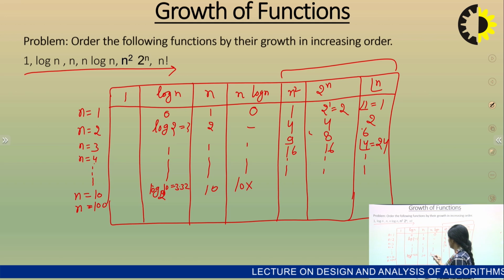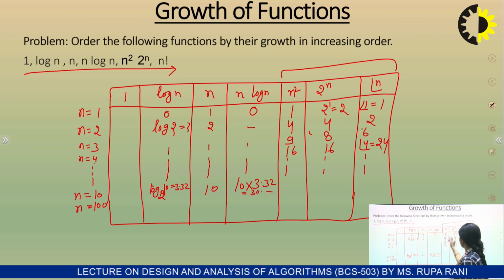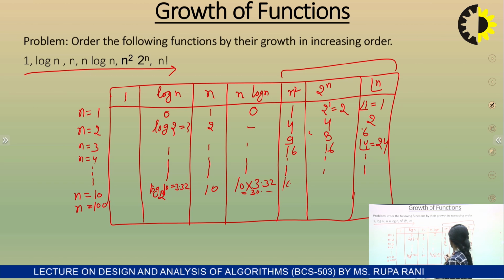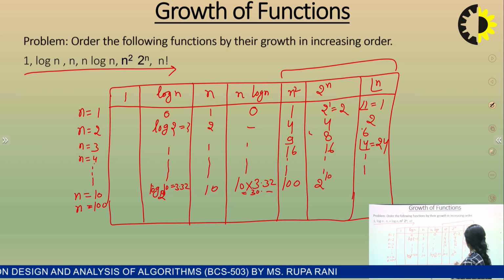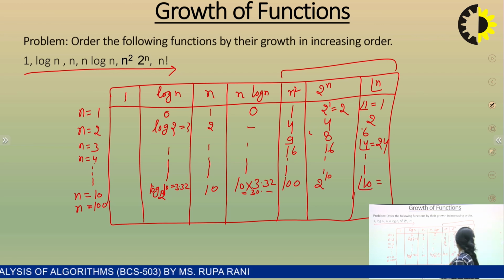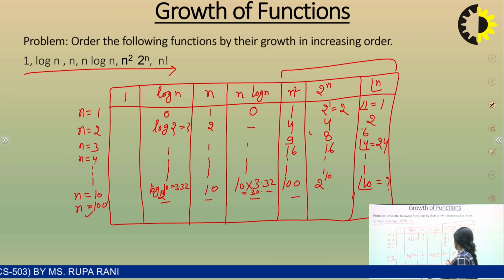into log 10, what was the value we got? 3.32. It means 30 point something will come. N square, 10 square means 100, and 2 to the power 10, it's a large value, and again factorial 10 is also a large value. You will calculate it on your own. Next is n equal to 100. You will calculate this yourself, right?